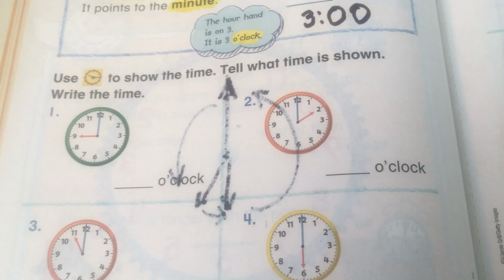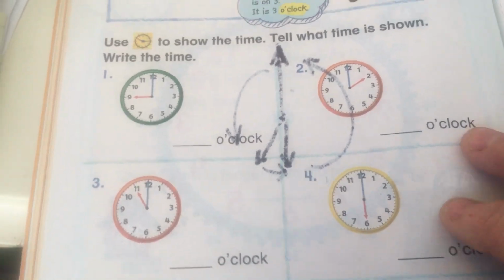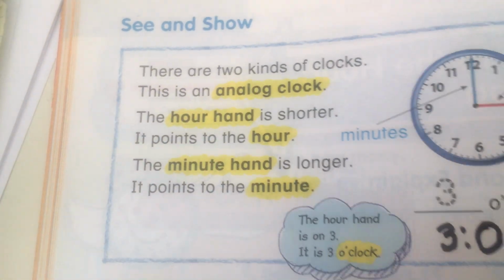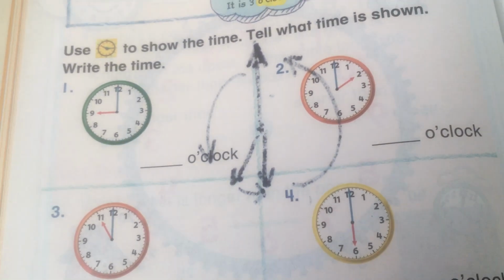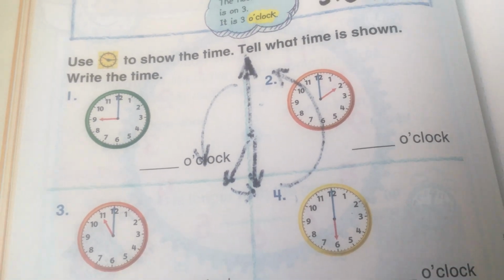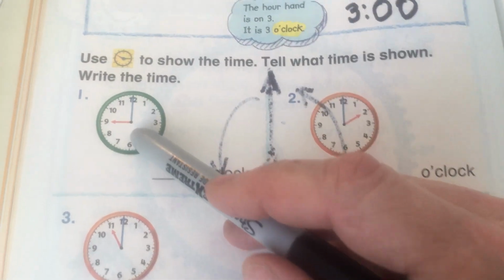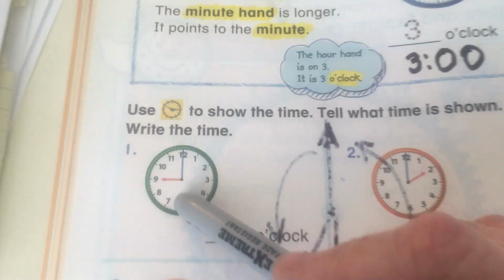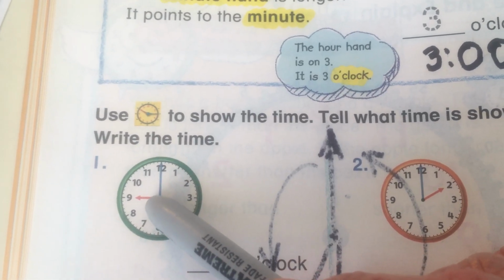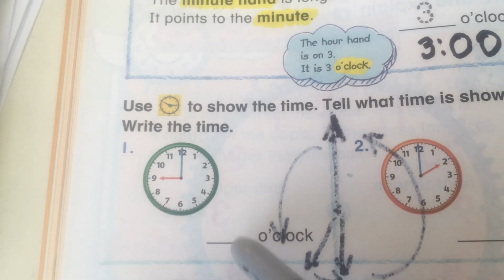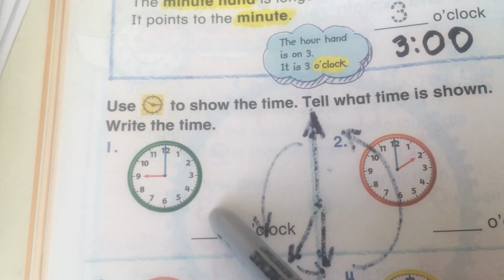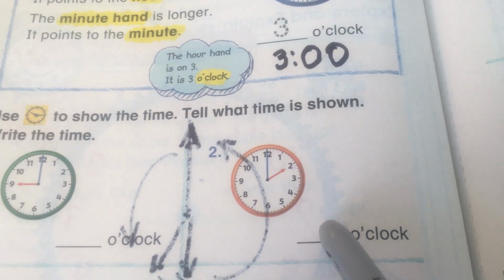All right, the directions are you're going to write the time that is shown by each clock. So for number 1, where is the hour hand? In these pictures, the hour hand's red to make it easy for you. So the hour hand's on the 9, minute hand's on the 12. It is what time? 9 o'clock. So put a 9 there for number 1.